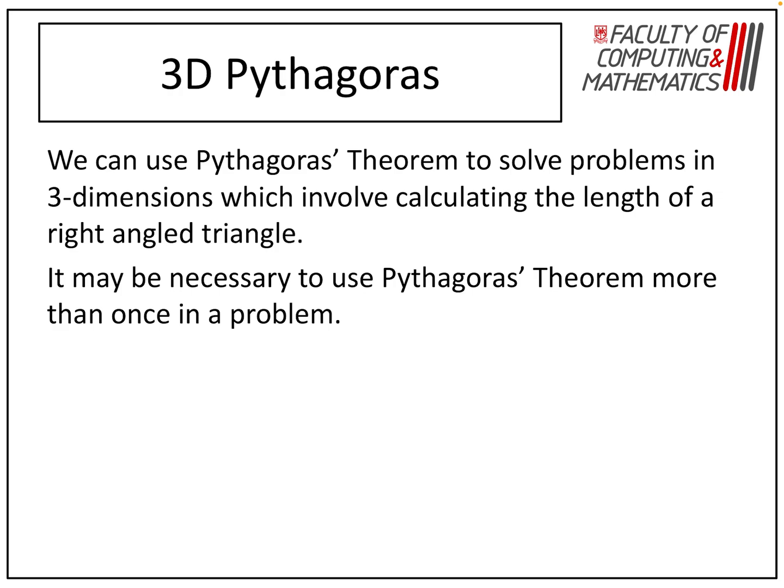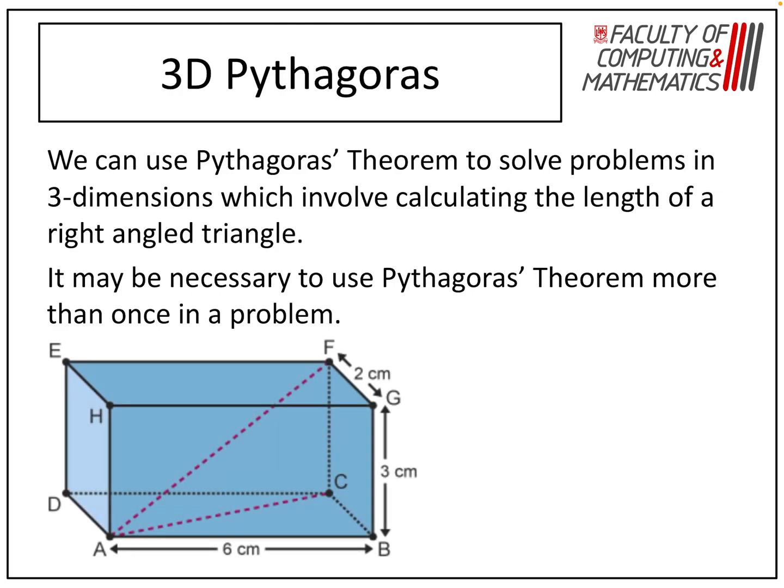So we can use Pythagoras' theorem to solve problems in 3 dimensions which involve calculating the length of a right-angled triangle that will arise somewhere within our 3-dimensional shape. Because Pythagoras' theorem is initially used in 2 dimensions, if we bump this up to 3 dimensions, we will need to use Pythagoras' theorem more than once.